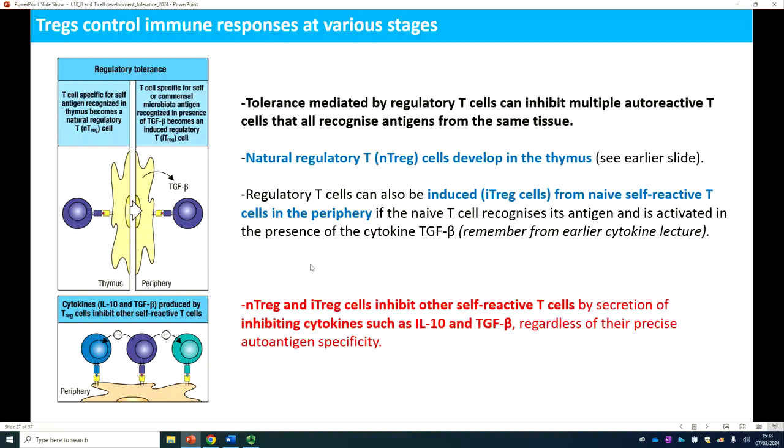So Tregs are really important in suppressing that autoimmunity that might be mediated by autoreactive T cells. They do this by the secretion of IL-10 and TGF-beta, but there's two different types. There's the natural ones arising during thymocyte development, but then we have the induced ones that are being induced in the periphery. But they're both playing the key role, and pretty much the same role, in tolerance.